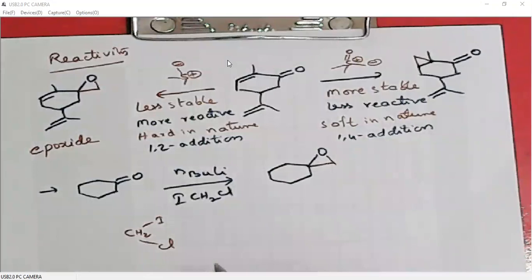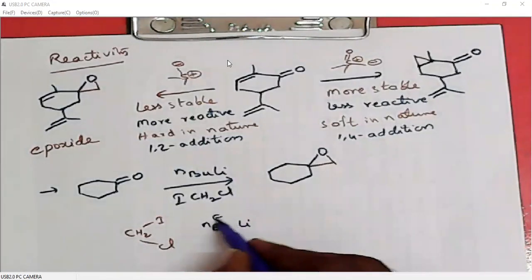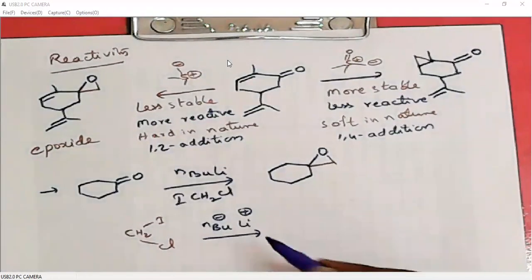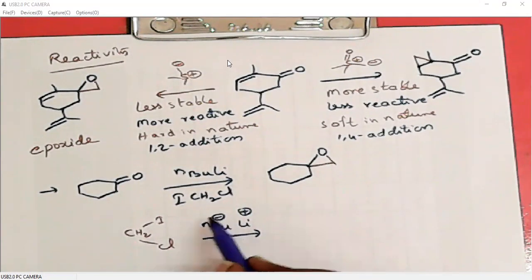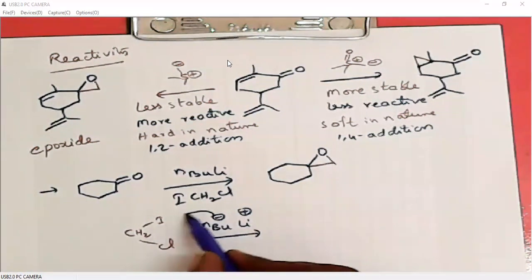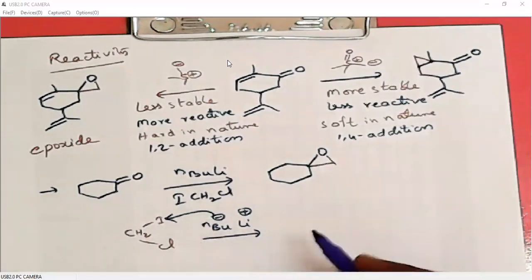When we add an alkyl lithium reagent, n-butyl lithium, to haloalkanes or haloalkenes, what happens? The alkyl anion nucleophile will immediately attack the halogen. This is what is called a metal halogen exchange reaction, because it easily reacts with iodine. So first it reacts with iodine.